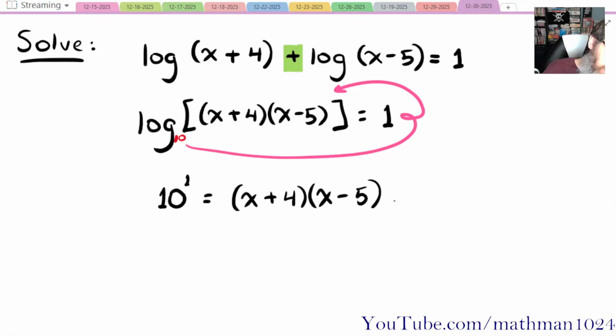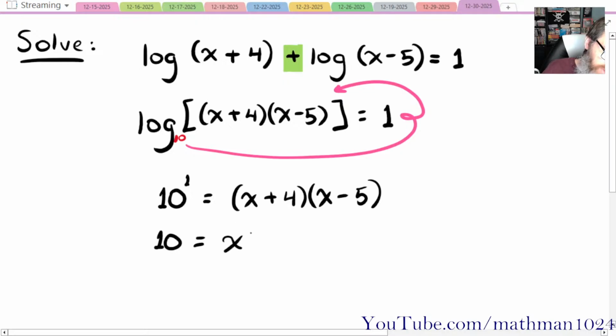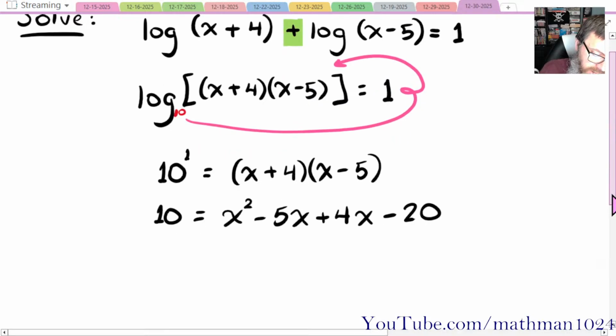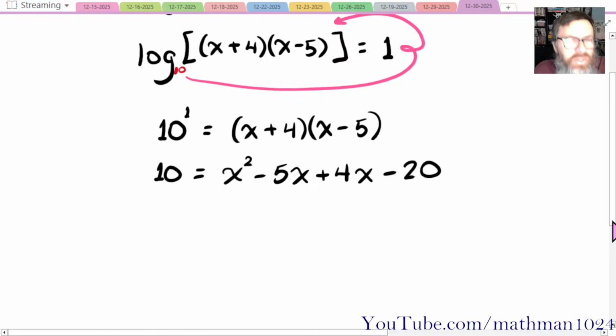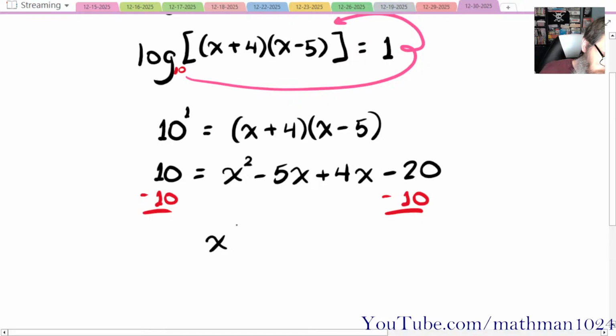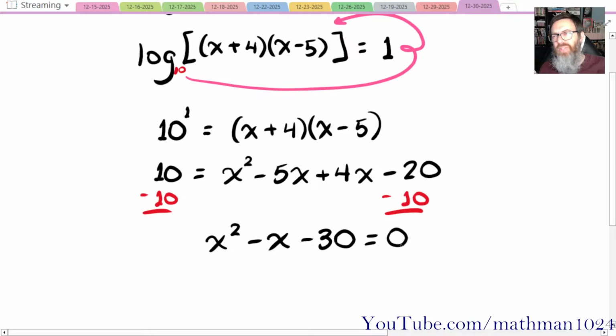Let's work this out. All right, so we have 10. Here on the right side, if you FOIL this out, we have x squared minus 5x, then distribute the 4. So plus 4x minus 20. So definitely have something quadratic here. Let me go ahead and move this 10 to the other side by subtracting it. All right, so we have x squared minus x minus 30. I'm going to put the equal 0 on the right side. It just feels better that way.